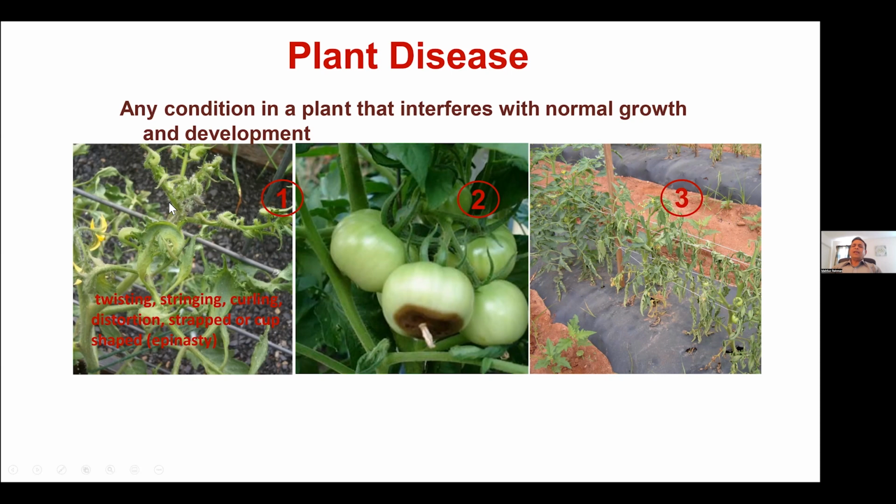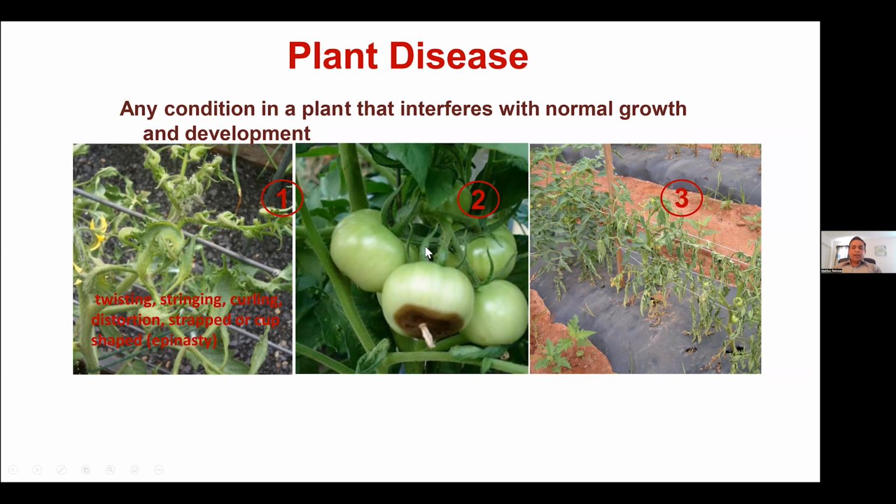And it is a very broad definition, but here in this slide, you can see at the left-hand side, these are all tomatoes, okay? On the left-hand side, you can see this tomato plant is showing some kind of twisting or stringing or curling. And in some cases, you can also see distortion, strapping, or cupping of the plant leaves, or even some of the stems. So this is obviously not normal. I don't need to tell you whether it is normal or not normal. Obviously, you can see this is not normal.